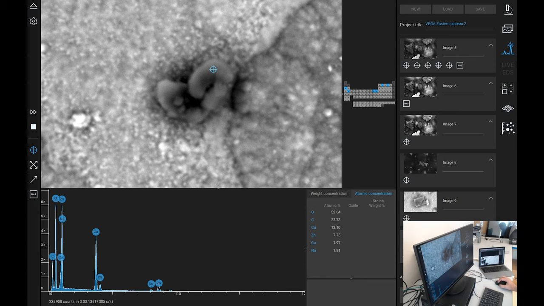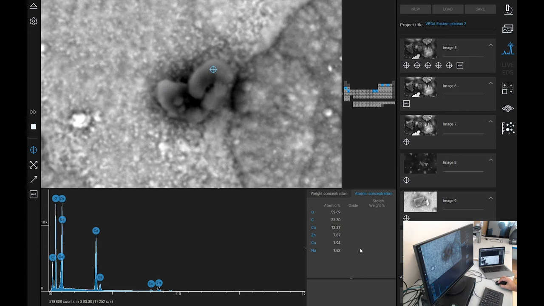So, the first one was by weight 22, sorry, this one was 16.88, atomic concentration 8.5, so basically 50, 60, 70, 85, 90, 94 or something, 95, whatever, the majority is oxygen, carbon, and calcium.